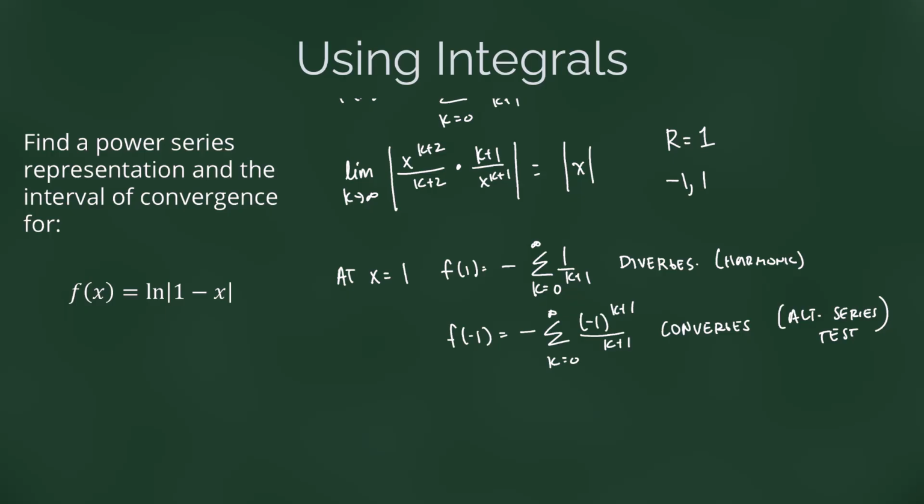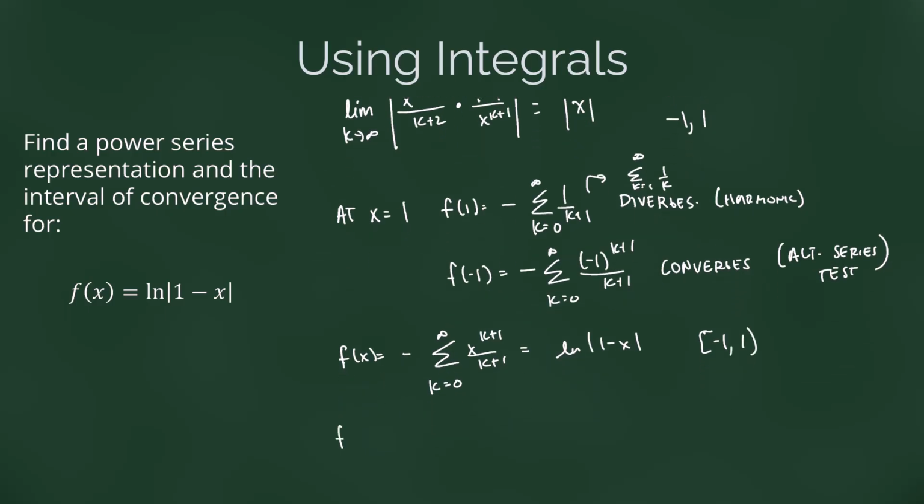We could just rewrite this as the sum from k equals 1 to infinity of 1 over k, which we know diverges because it's harmonic. The reason this is interesting is that we now see that f of x is this negative sum from k equals 0 to infinity of x to the k plus 1 over k plus 1, and that was the same thing as the natural log of the absolute value of 1 minus x on the interval -1 to 1.